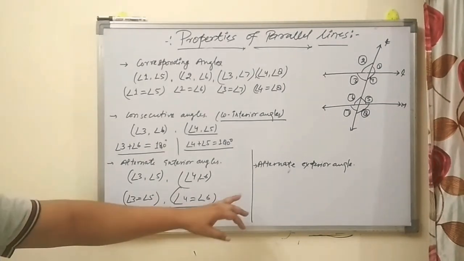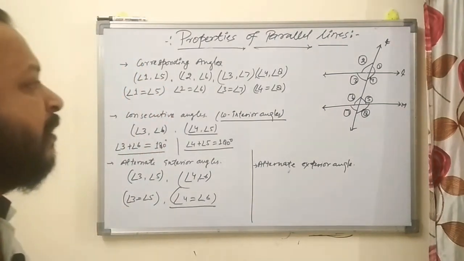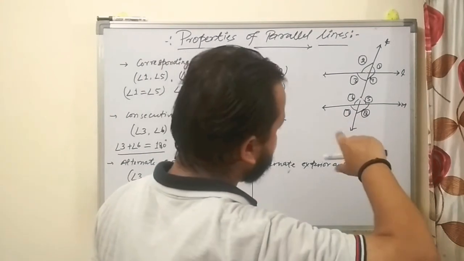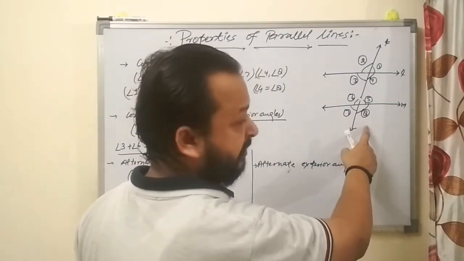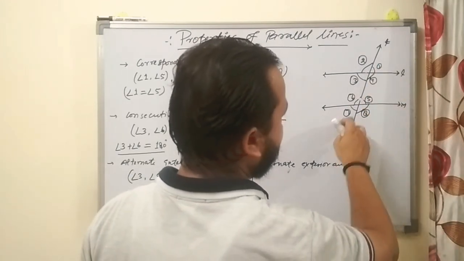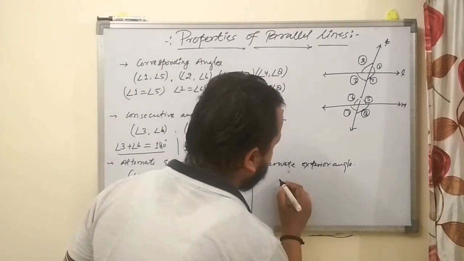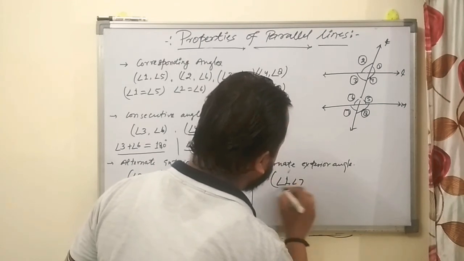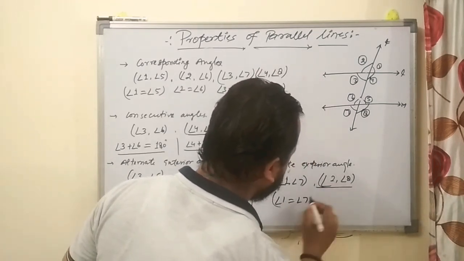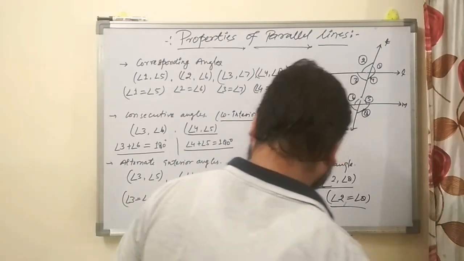So now we have to come to the last part. Alternate interior angles are 3, 5 and 4, 6. Sorry. So alternate exterior angles are angles that are exterior and alternate. They are not alternate interior angles, they are exterior angles. So 1 and 7 are alternate exterior angles, and 2 and 8 are alternate exterior angles. So angle 1 equals angle 7 and angle 2 equals angle 8, right?